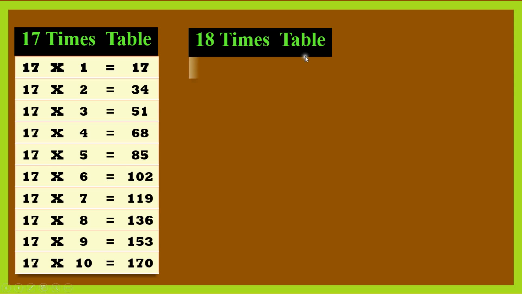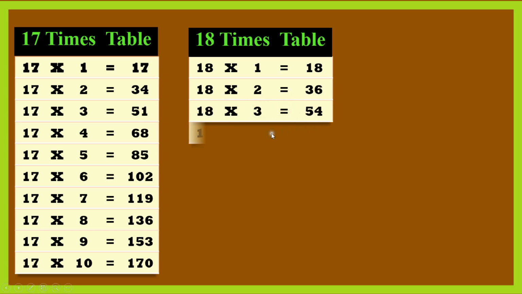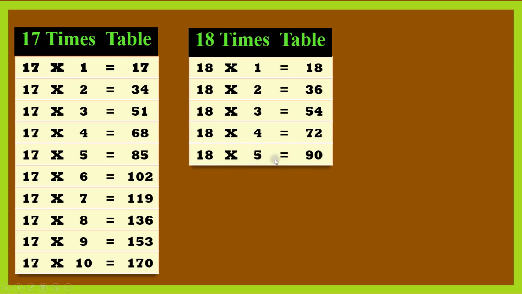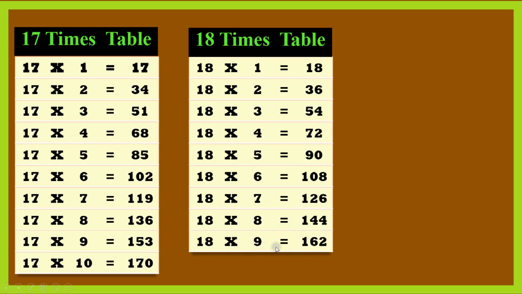18 times table. 18 times 1 is 18. 18 times 2 is 36. 18 times 3 is 54. 18 times 4 is 72. 18 times 5 is 90. 18 times 6 is 108. 18 times 7 is 126. 18 times 8 is 144. 18 times 9 is 162. 18 times 10 is 180.